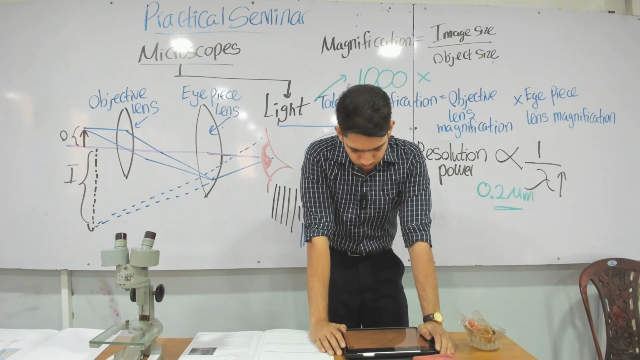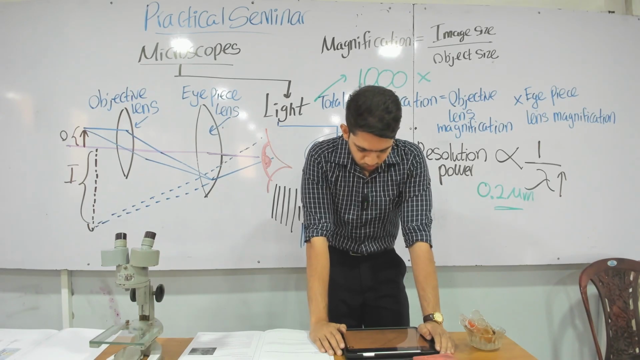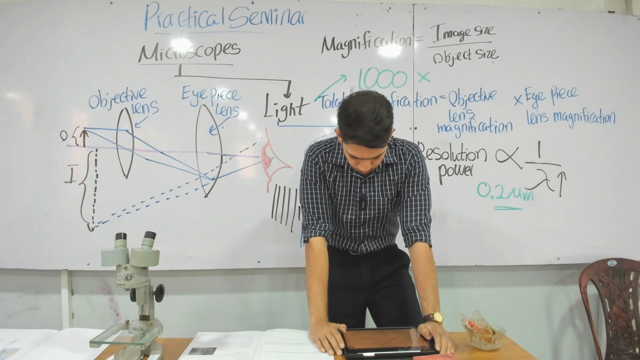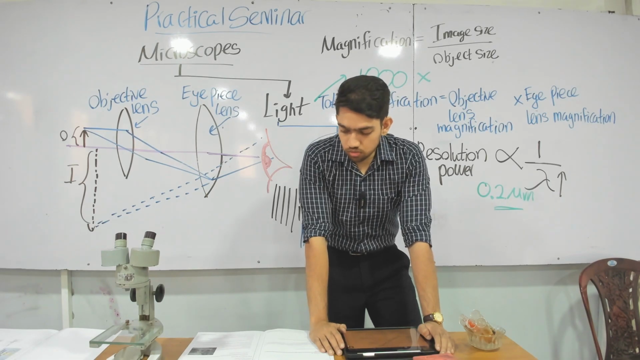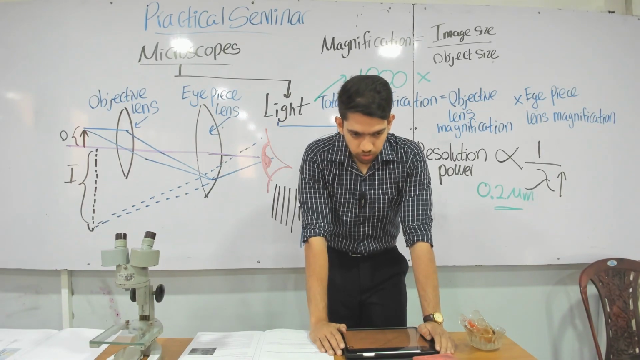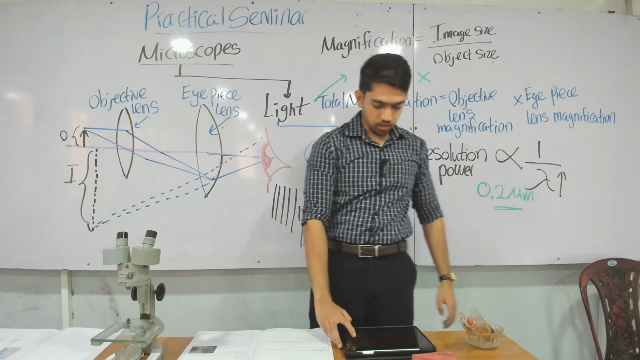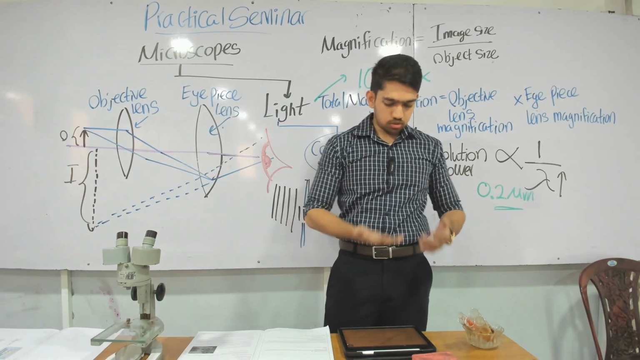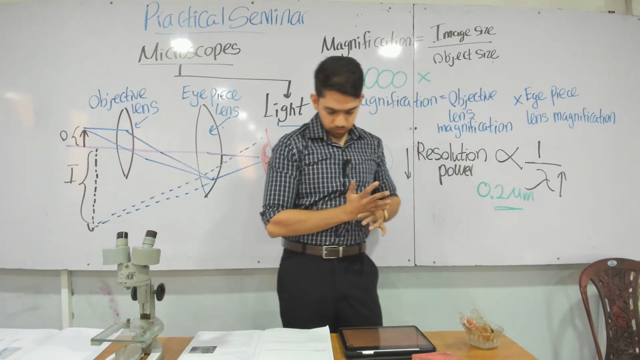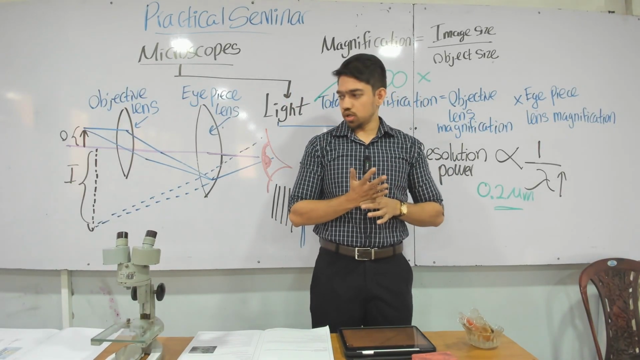Field of view. You can write down: the circular illuminated area seen through the eyepiece.